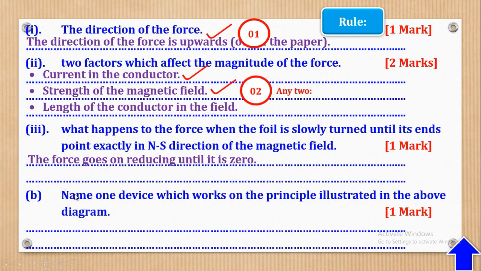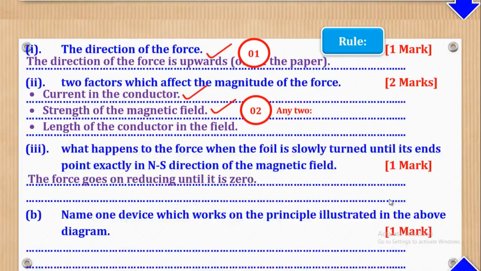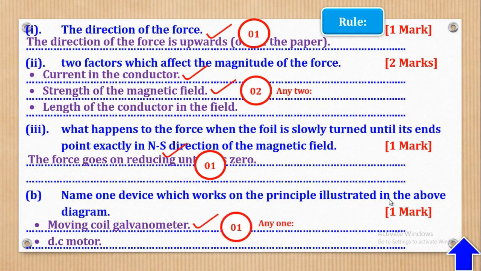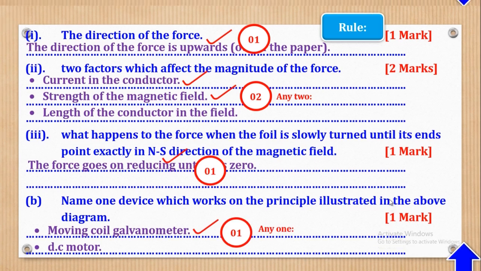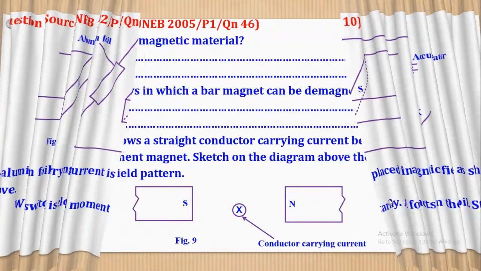Part B says that name 1 device which works on the principle illustrated in the above diagram. So the device which works on the principle illustrated in the above diagram, that is 1 mark for Roman 3, and this will be a moving coil galvanometer and a DC motor. So any one of the 2, you'll get yourself your 1 mark. So that has been question 3. Now let's go to question 4.